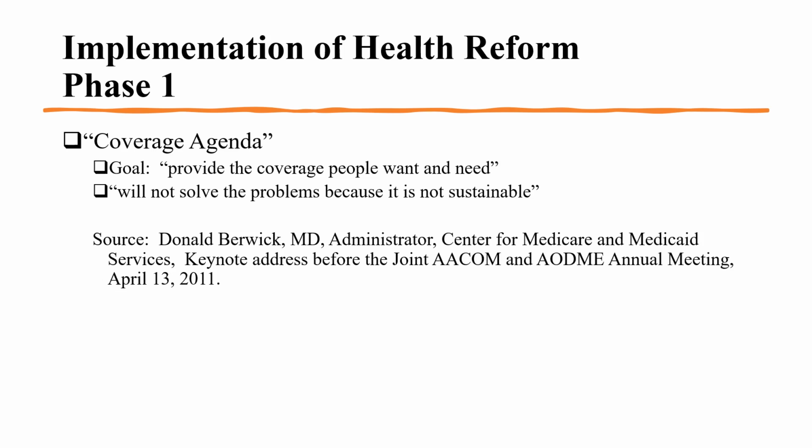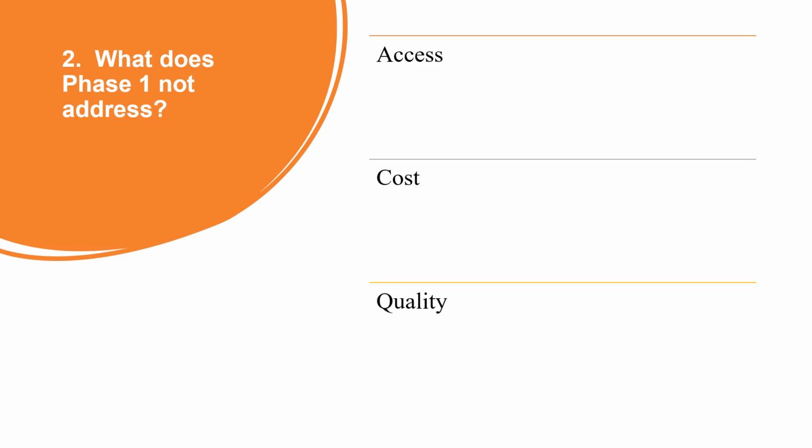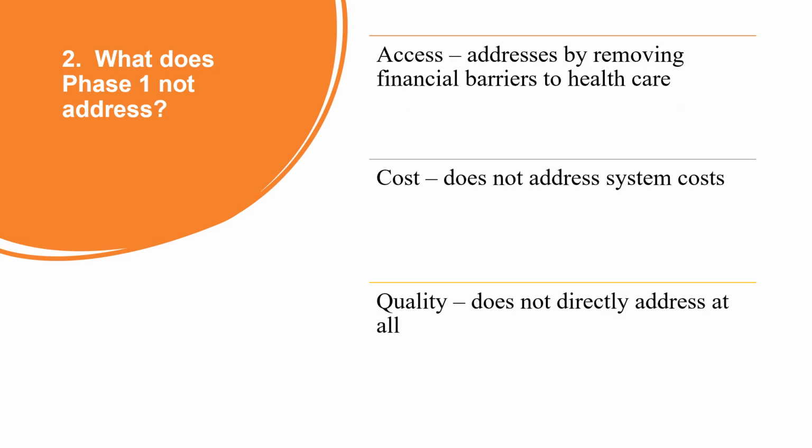And when he talked about it not being sustainable, what did he mean by that? Well, so what did phase one, the coverage agenda, not address? Well, we know that it addressed access by removing financial barriers to healthcare by giving people the health insurance that people want and need. But it did nothing to address systems cost. I do like to note that it did help reduce the cost for individuals who did not have health care insurance, and basically remove the cost barrier for them to get into the system.